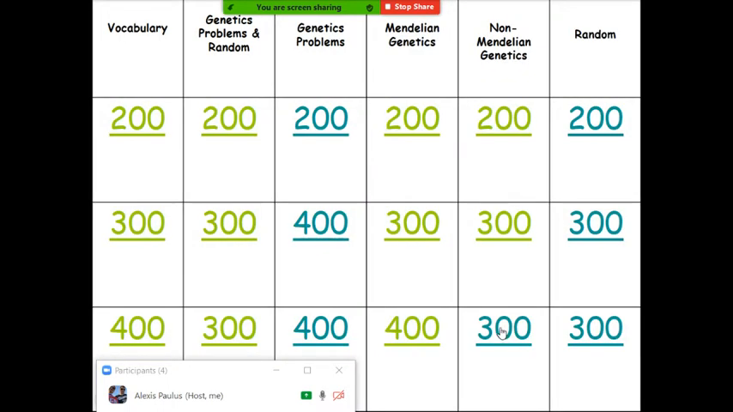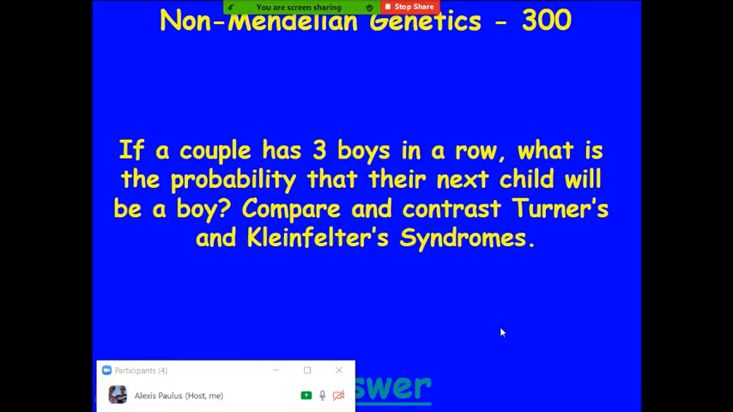All right, here we go. If a couple has 3 boys in a row, what is the probability that their next child will be a boy? Compare and contrast Turner's and Klinefelter's syndromes.